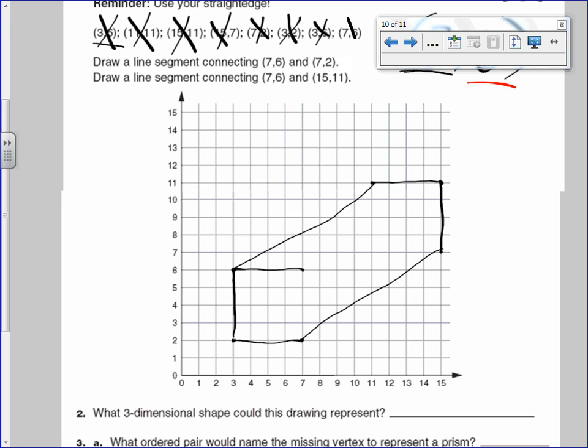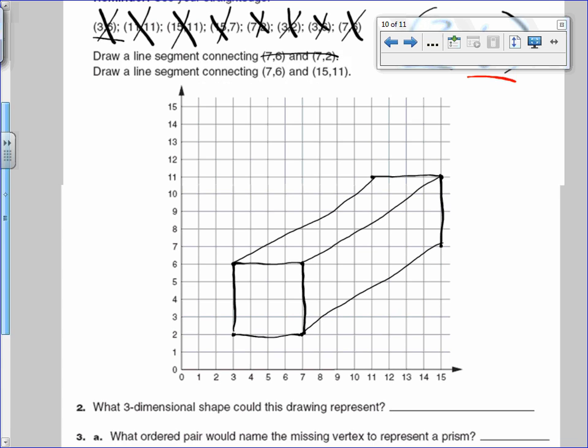Connecting that. The next directions it gives us, it says draw a line segment connecting 7, 6 and 7, 2. So I just plotted 7, 6. I go over. Here's that point. I find where I plotted 7, 2 that already exists. I connect them. So there it is. Next one. I'll cross that off so I know I did it. I'm connecting 7, 6 to 15, 11. I find 7, 6, which is right here still. Connecting that all the way over to 15, 11.